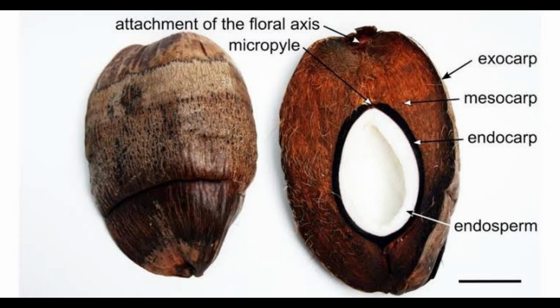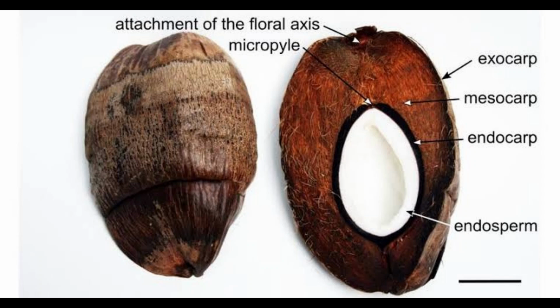What adaptation do coconuts have for seed dispersal? Coconut fruits have several adaptations that allow them to be dispersed over long distances by ocean currents. The fruit has a tough, fibrous husk that can float in water, and the seeds inside are buoyant and resistant to salt water. Then what is the structure and function of the embryo in the coconut fruit?